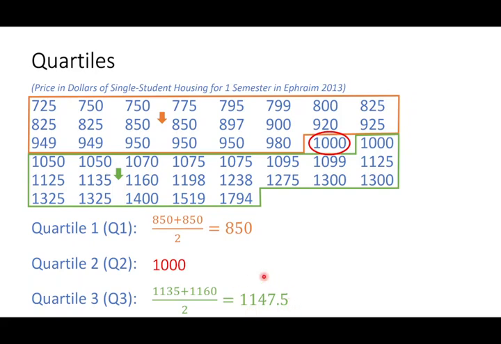I wouldn't worry about the calculation process. We're going to learn a calculator command to do all this work. What you do need to know is what it means, though. 25% of the data is below this value, 50% of the data is below this value, 75% of the data is below this value.